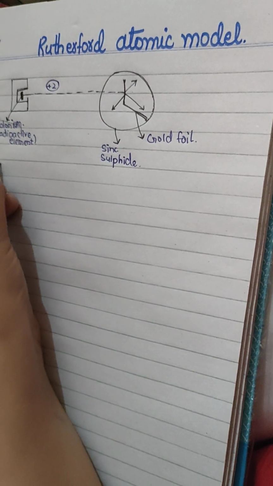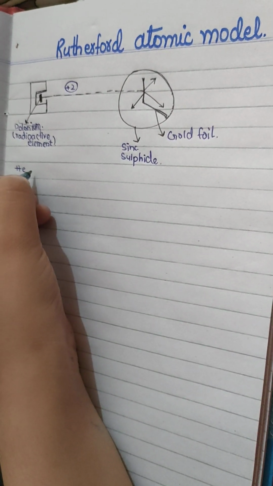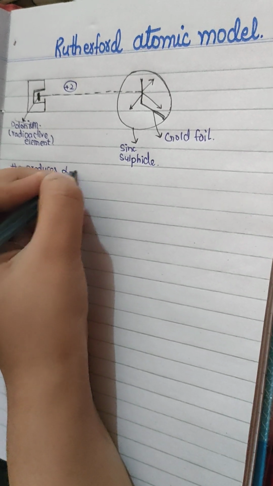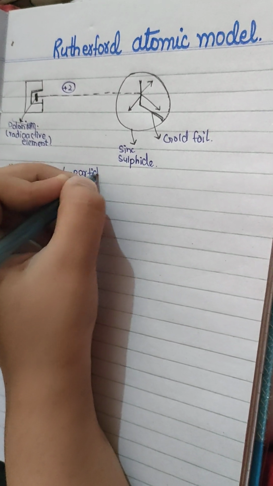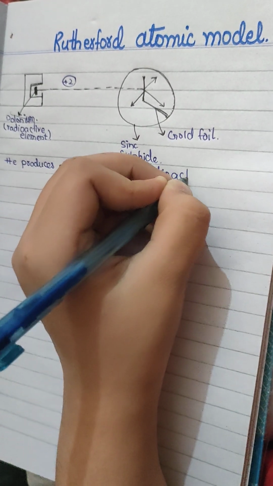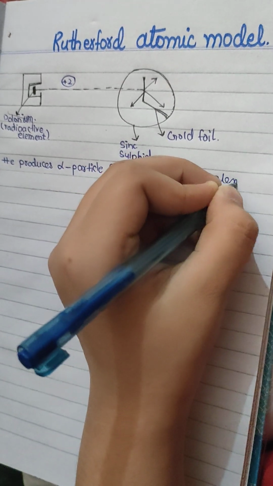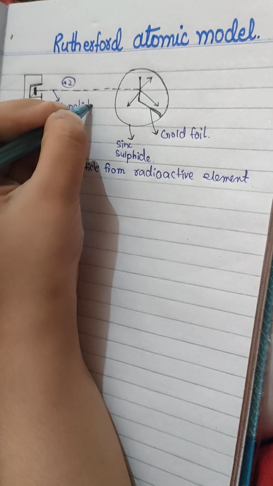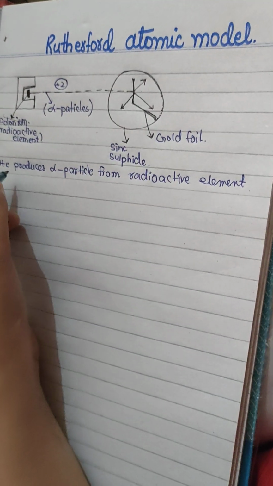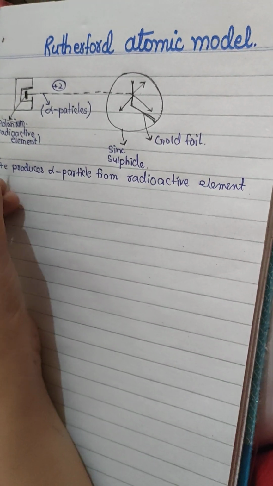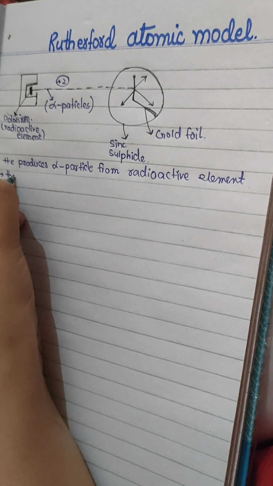After that, here I am writing what actually he did. He produced alpha particles from a radioactive element. Fine, what are alpha particles? Alpha particles have a double positive charge. After he produced the alpha particles from the radioactive element, the alpha particles pass through the gold foil.